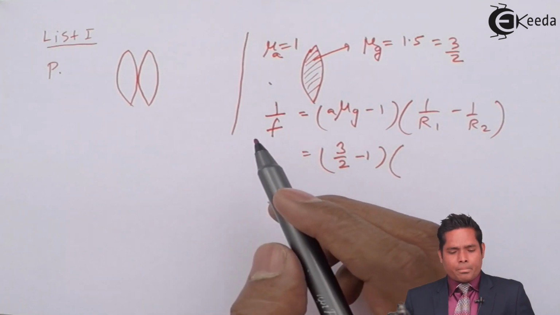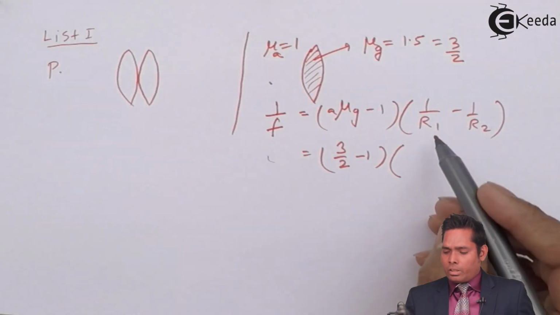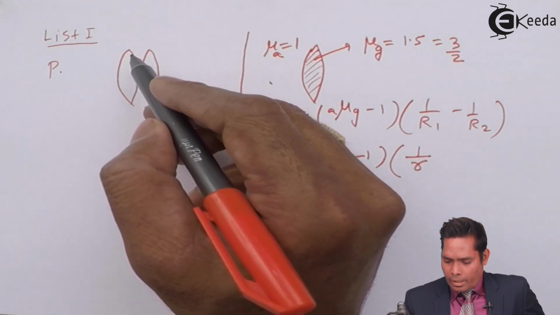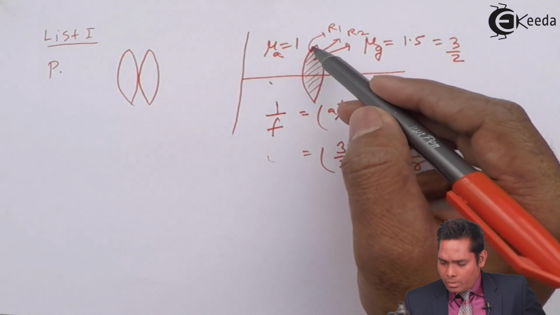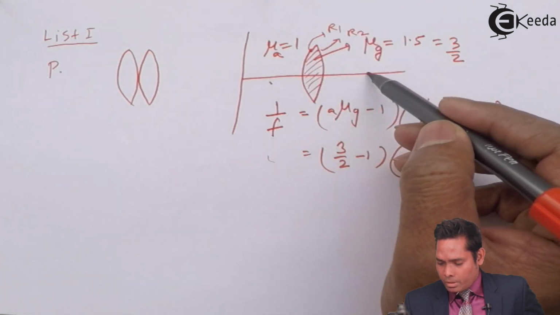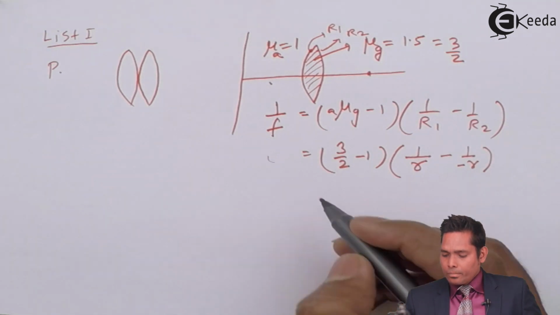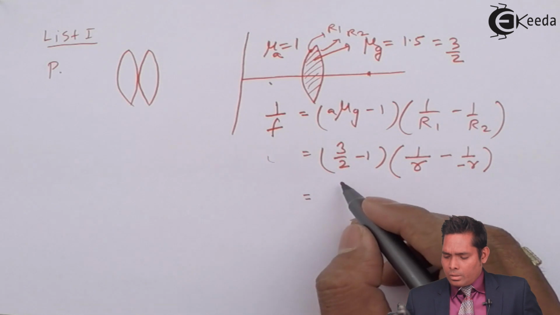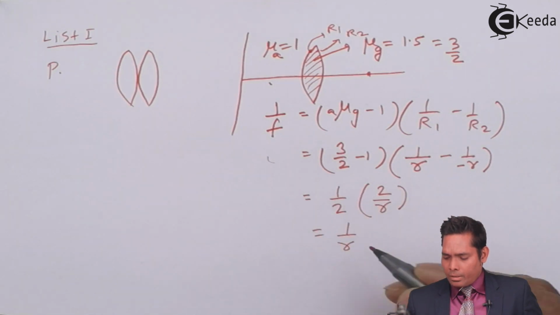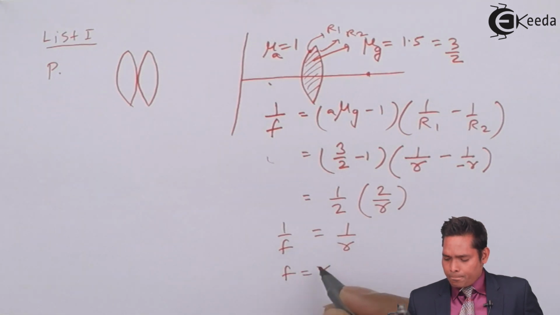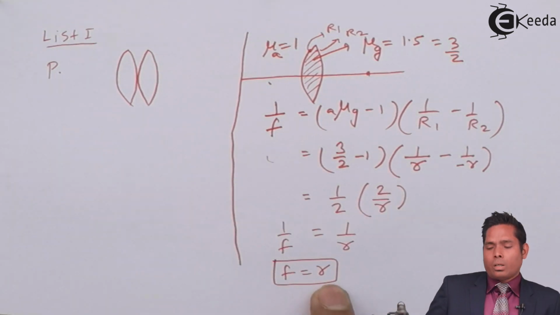Then 1 by R1. Each one has the same radius of curvature, R. So I'll write 1 upon R. This one is R1 and this one is R2. R1 is positive because the center lies to the right of this surface, so the radius of curvature is positive, and R2 is negative, so minus R. If you solve this, it is 1 by 2 times 2 by R, so it is 1 by R. 1 upon f is 1 by R, so f is R. So for a single convex lens, the focal length equals R.